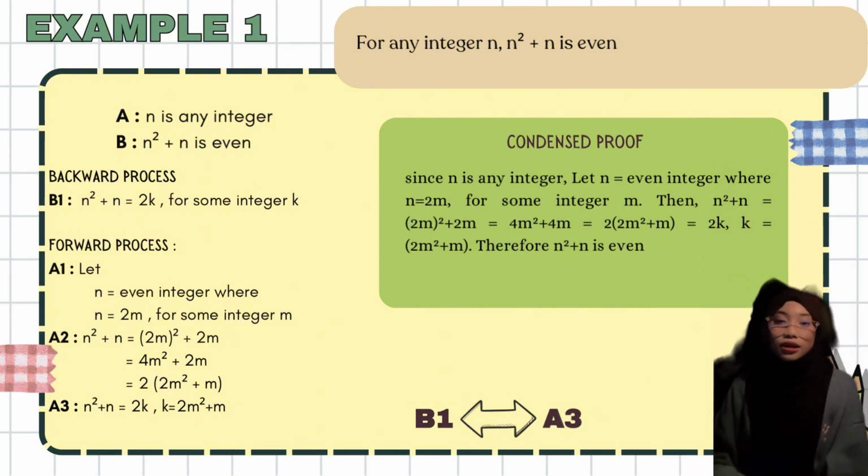Since statement C says n equals an even integer, so n equals 2m for some integer m. And then statement A2, we substitute n equals 2m into this expression and we get 4m squared plus 2m. Then, we factor out 2 and obtain 2(2m squared plus m). Next, statement A3, we simplify statement A2 and we get n squared plus n equals 2k where k equals 2m squared plus m. Now we can see that statement A4 is equivalent to B1.